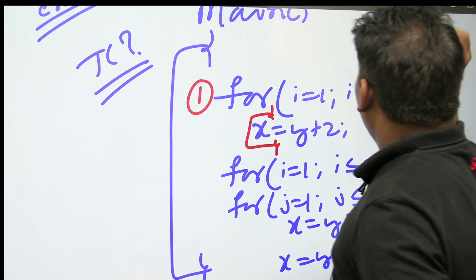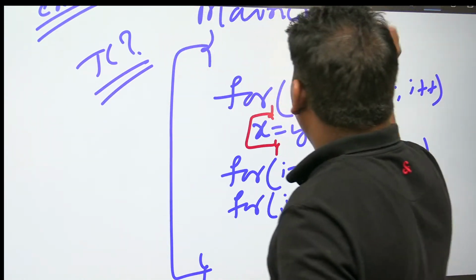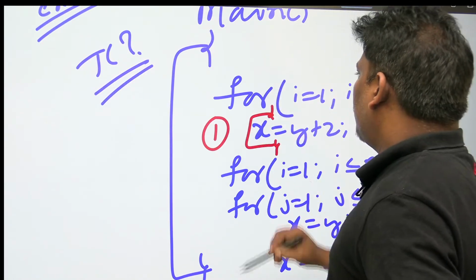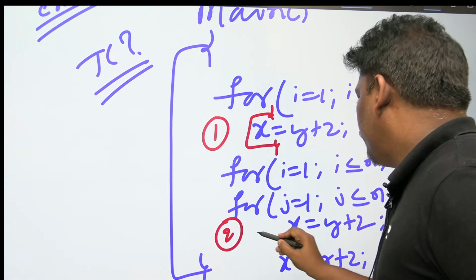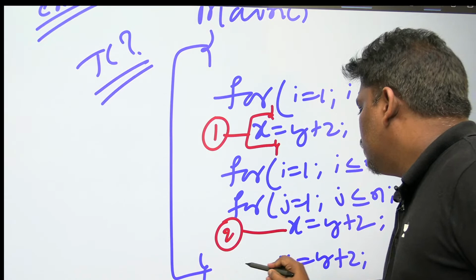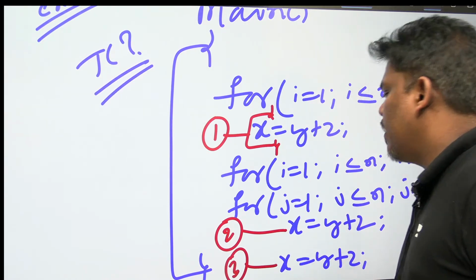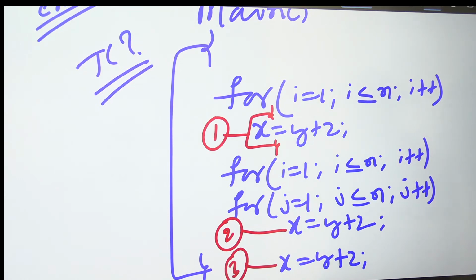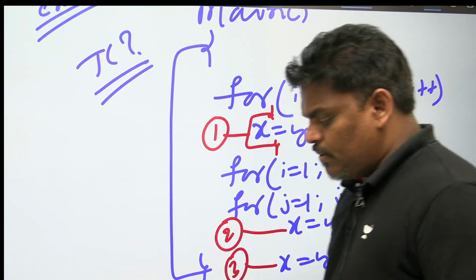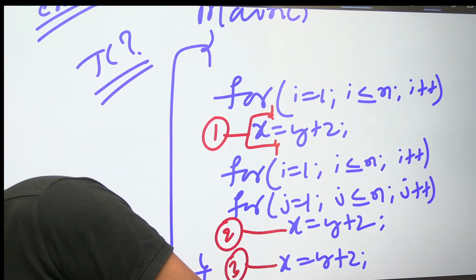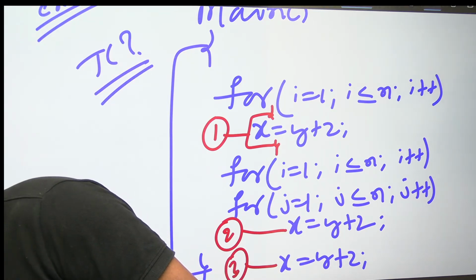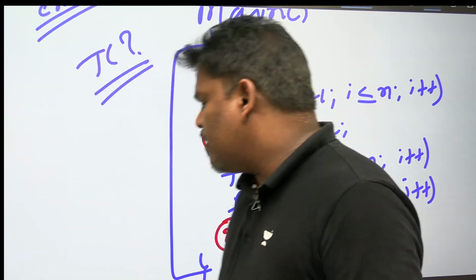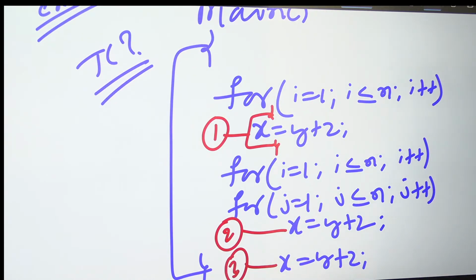To be frank, you need not write here, you can write here. It is the first statement of the program. This is the second statement of the program. This is the third statement of the program actually. To be frank, in this program three statements are there. 1, 2, 3.